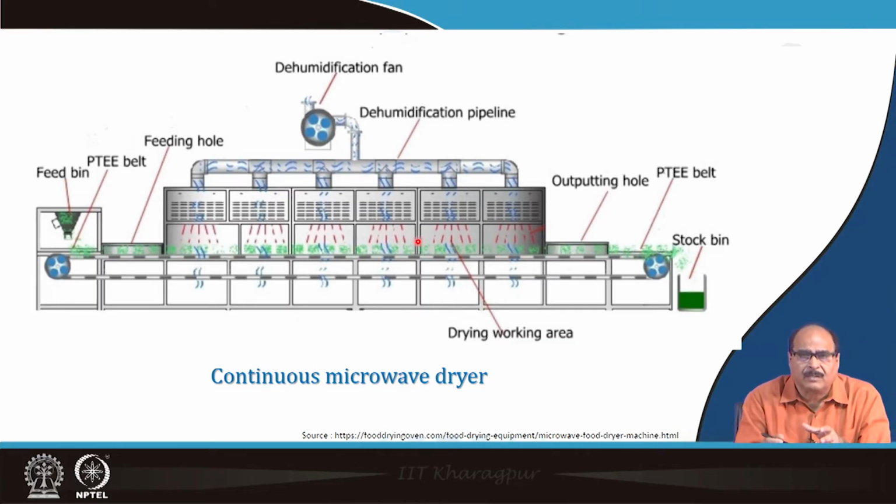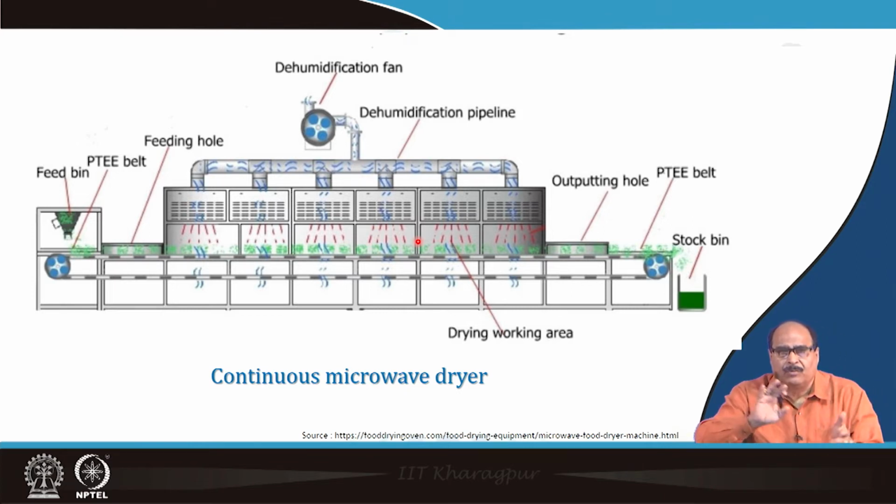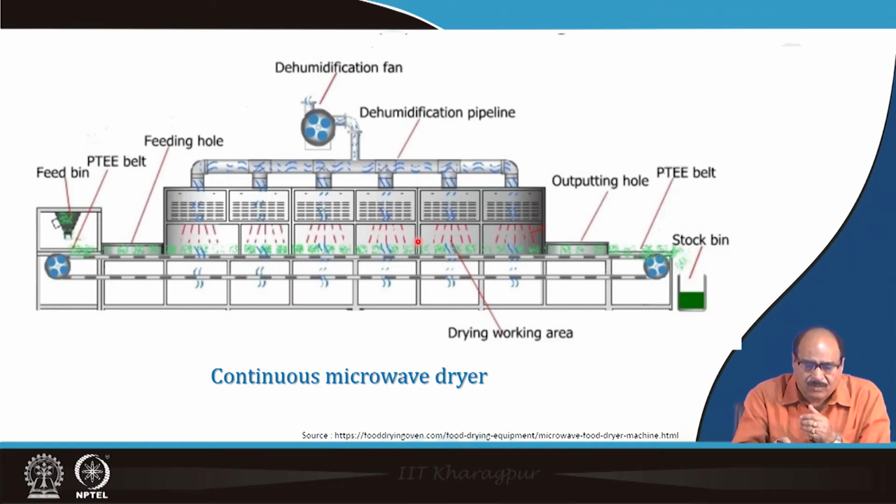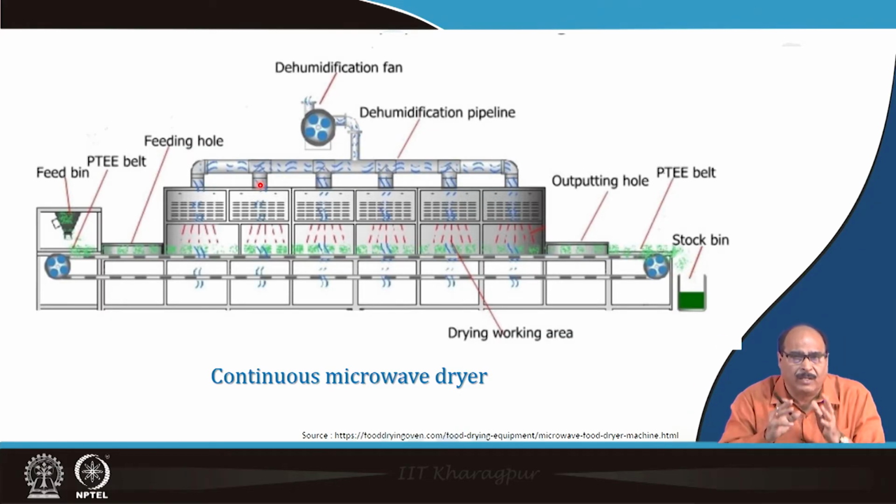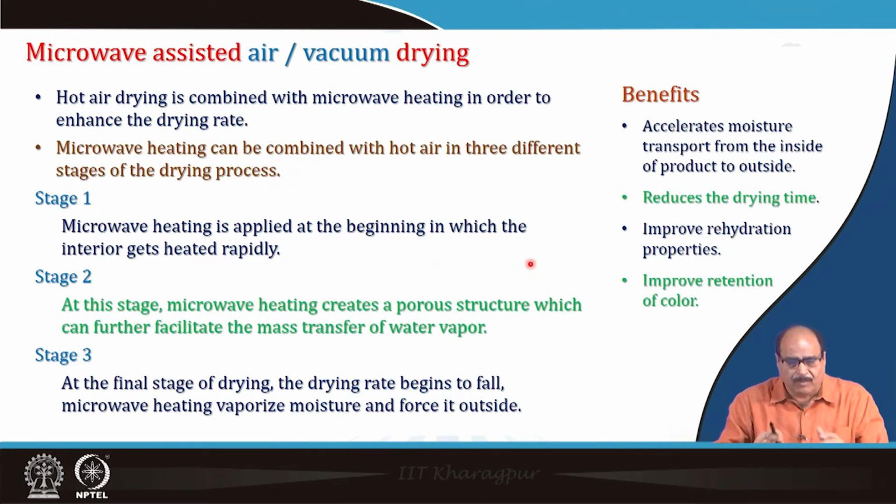So the product absorbs the microwaves, and as we discussed in the earlier slide, due to molecular movement, internal heat is generated. A dehumidification pipeline is given, and a suitable arrangement in the system is provided to take out the moisture, water vapor, from the system. Then finally the dried material comes out, and a suitable locking arrangement, that is an entry lock and exit lock, is provided. Okay. So this is the schematic.